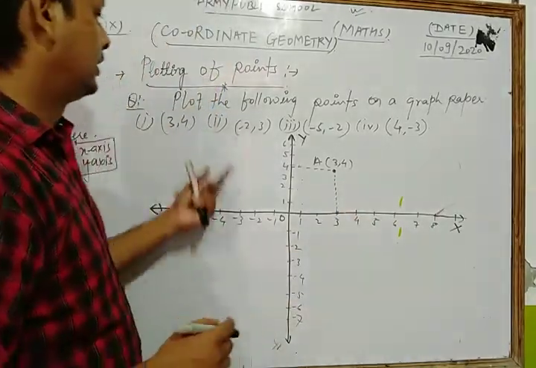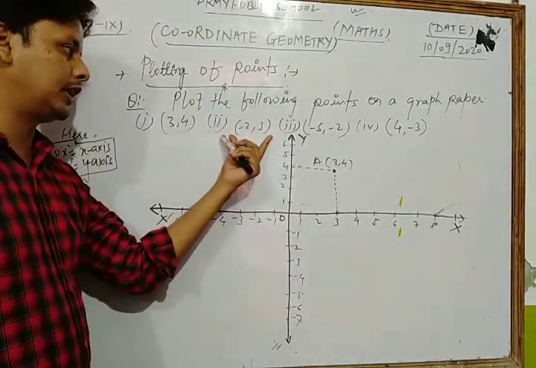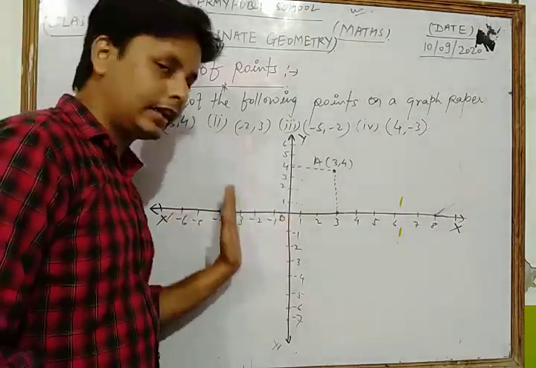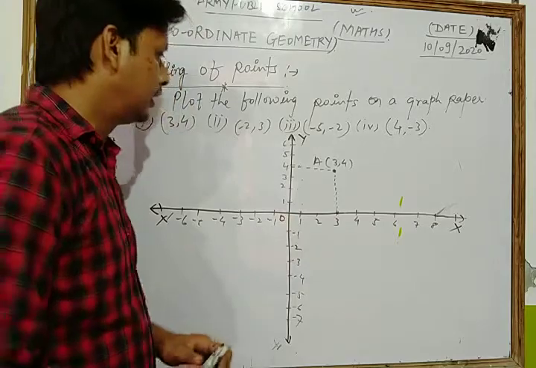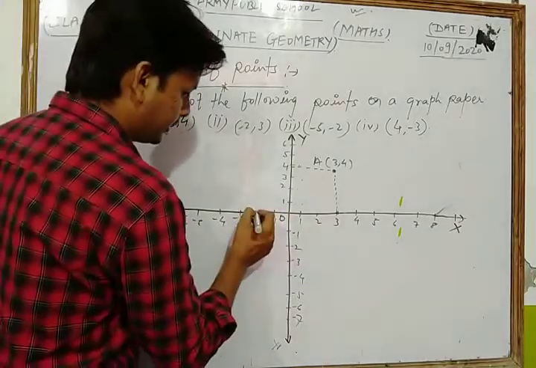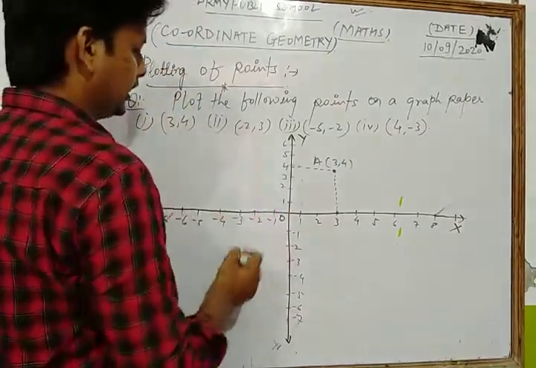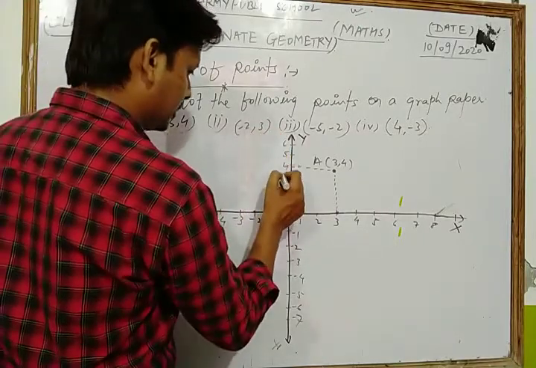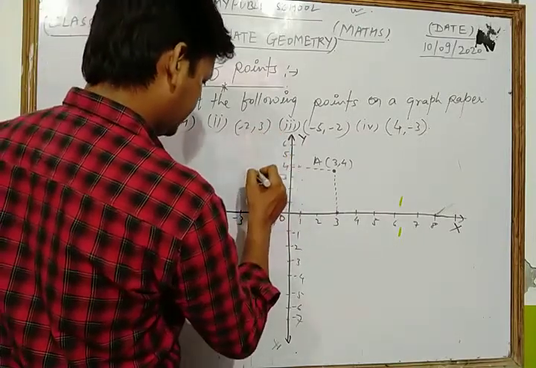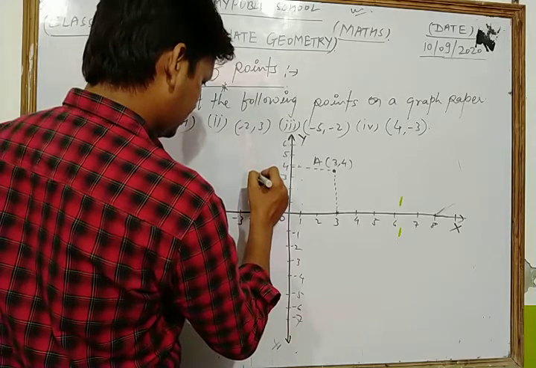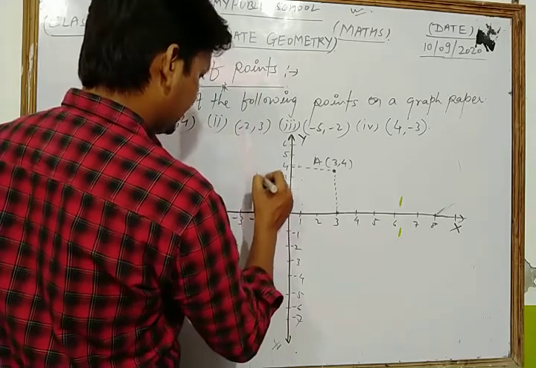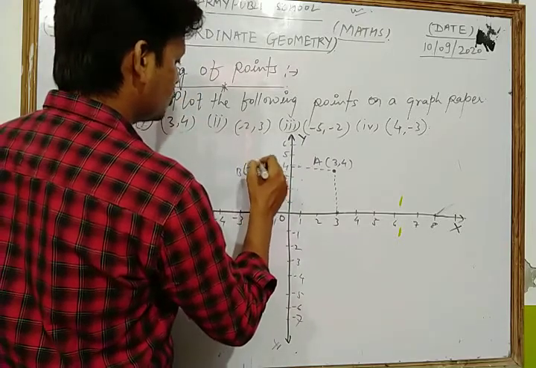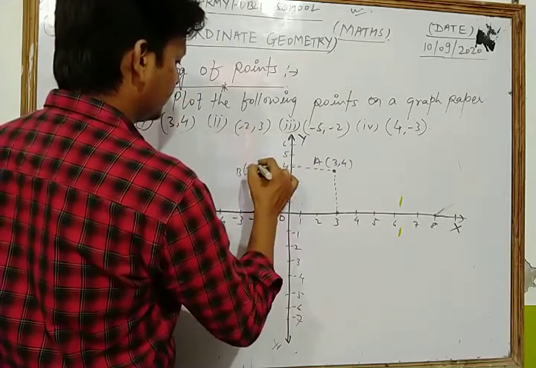Now similarly we can plot the point (-2, 3). Here the abscissa is minus 2, so we go left from the origin on the x-axis to minus 2. We reach that point. After that, plus 3, so we go up, which is the positive direction of y. So 3. In that point, this is the point B which represents (-2, 3) on the graph paper.